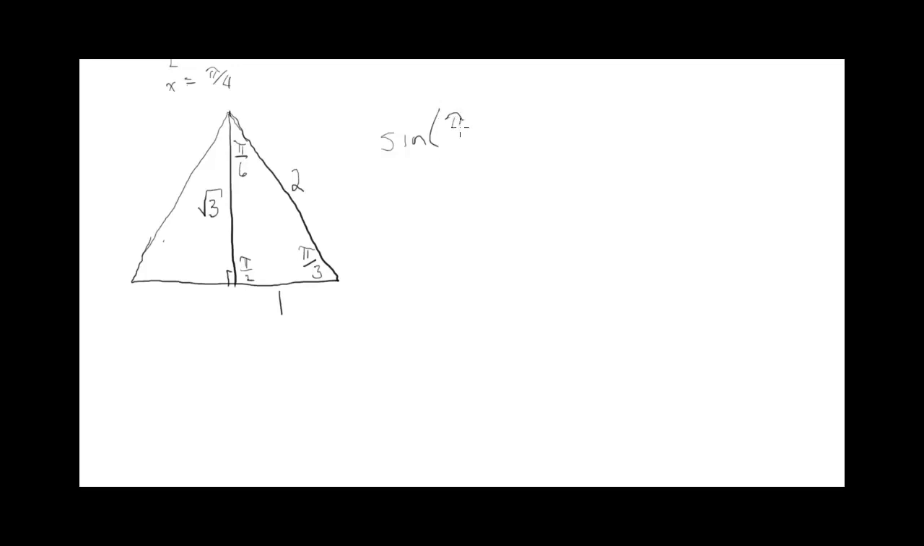So our trig ratios for, let's do pi by 3 first. Sine of pi by 3 would be equal to the opposite side, which is root 3, over the hypotenuse. So root 3 over 2. The cosine of pi by 3 is the adjacent side, which is 1 over 2. And the tangent ratio of pi by 3 is the opposite side over the adjacent side, which would be root 3 over 1, which is just root 3.